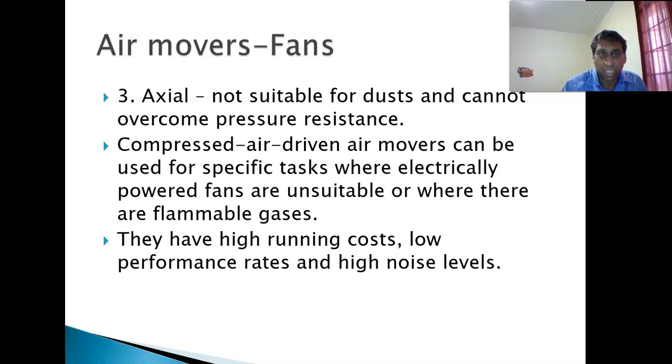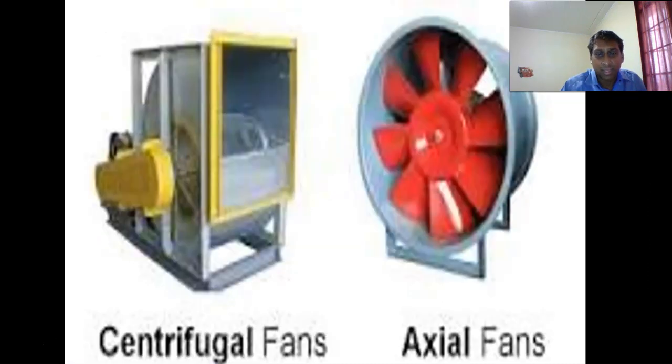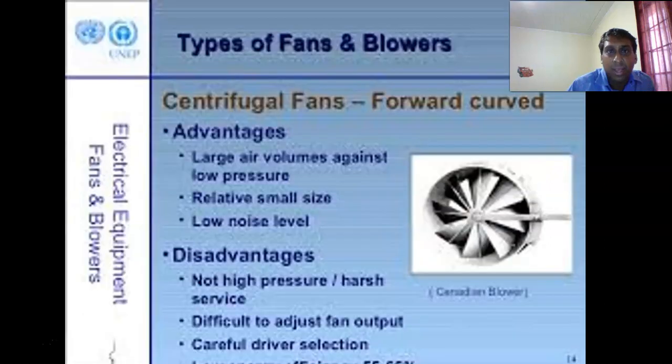Types of fans: centrifugal fans, forward curved, advantage, large air volume against low pressure, relatively small size, low noise level. Disadvantage: not high pressure, harsh service, difficult to adjust fan output, careful driver selection, low energy efficiency of these centrifugal fans. Again, this is maybe something to perhaps find that past paper and get some advantages and disadvantages of the 2 types of fans. I wonder if I'm on the correct slide here. Yes, it seems to be.